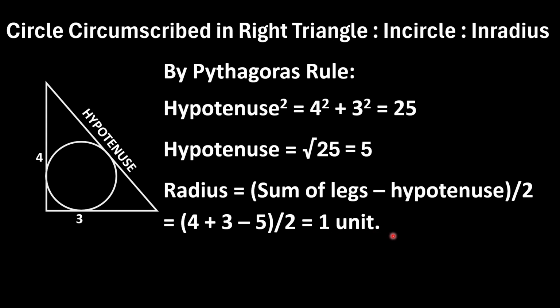Area of the circle would be pi r square. So pi into 1 square, that is pi. So pi square units would be the area of the circle, and 1 unit is the radius of the incircle.